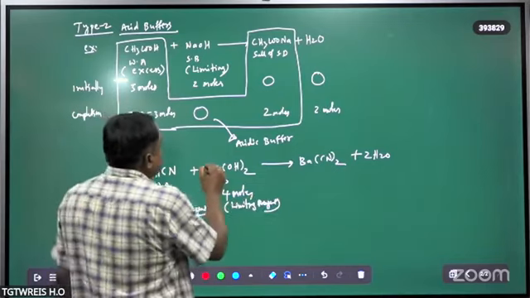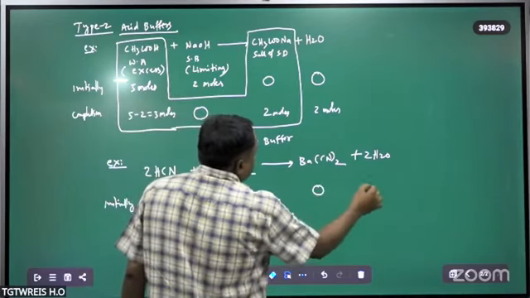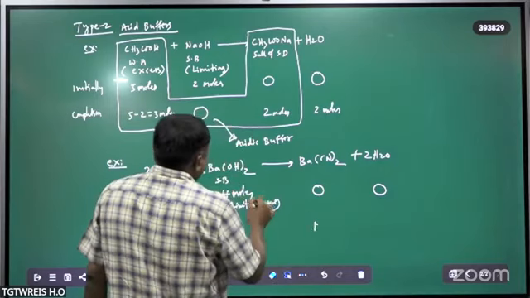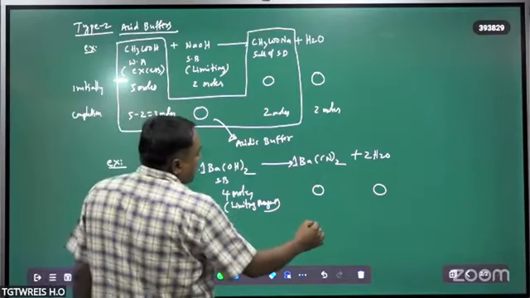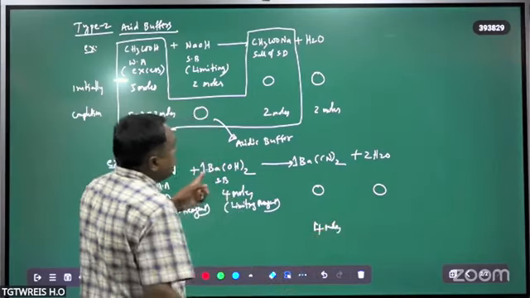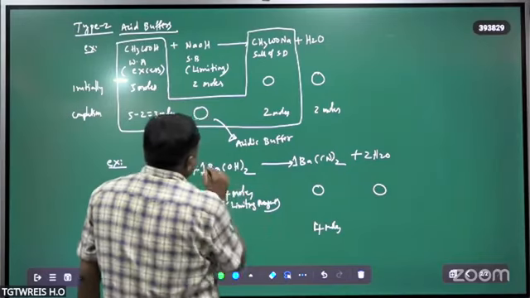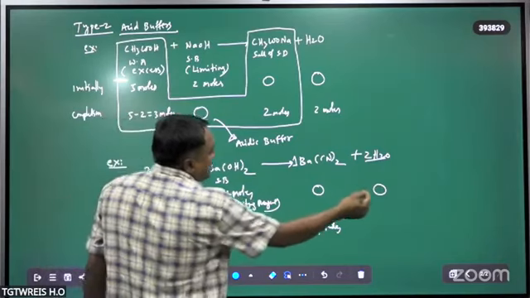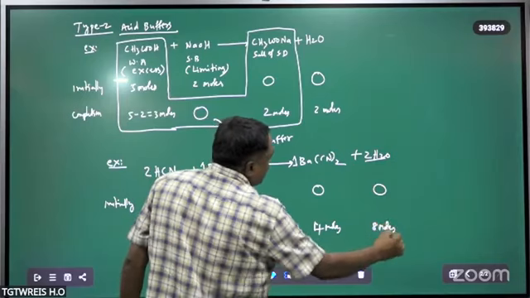Therefore, barium hydroxide is how many moles in this case? 1 mole. Therefore, barium cyanide, initially it is 0. But how many moles now? This is 4 moles. Therefore, for 1 mole you will get 1 mole of barium cyanide. For 4 moles you will get 4 moles of barium cyanide. Now for 1 mole of barium hydroxide you will get 2 moles of water. For 4 moles of barium hydroxide you will get how many moles? 4 times 2, 8 moles. Therefore, this is 8 moles of water.